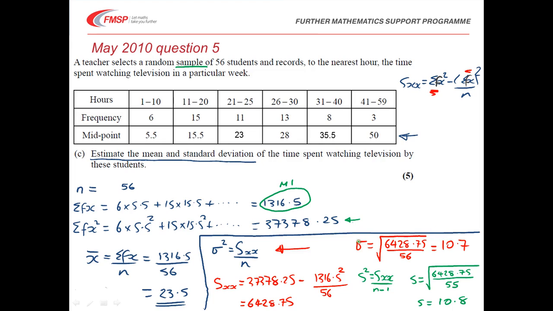You then get 2 marks for doing standard deviation, and the key thing is a square root. If I don't see a square root, you don't get any marks for finding standard deviation. It's a key feature. Okay, so 5 marks for that part.